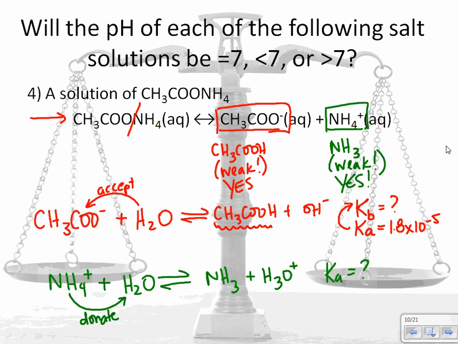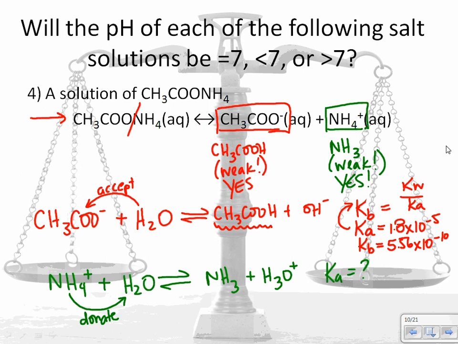So to find Kb, I use that equation that I gave you before, which in this case is going to be Kb equals Kw over the Ka value. And I know what my Ka value is because I got it in the back of the text. So now I can calculate that my Kb is going to actually be 5.56 times 10 to the negative 10, I believe.